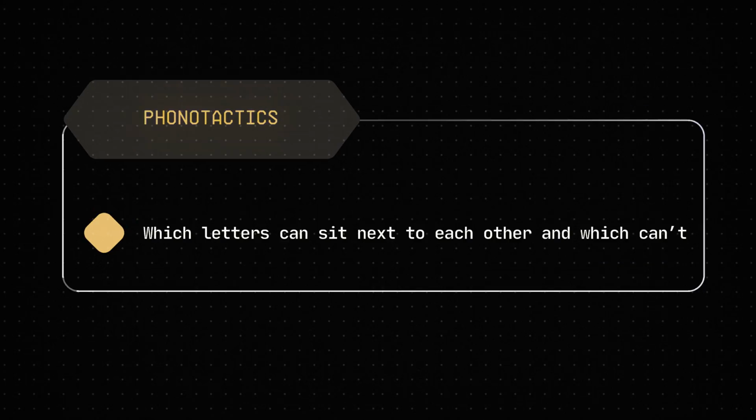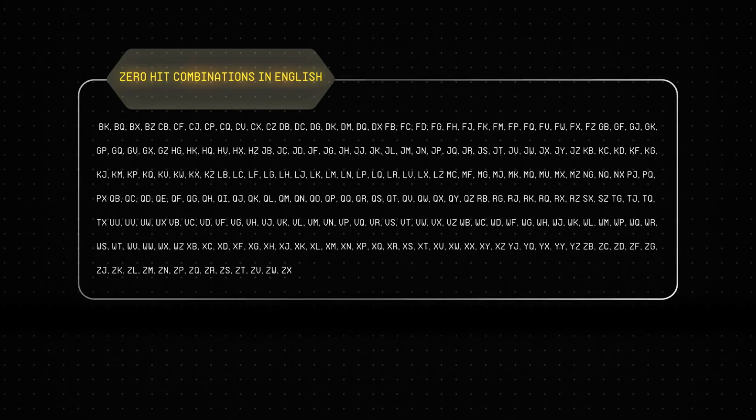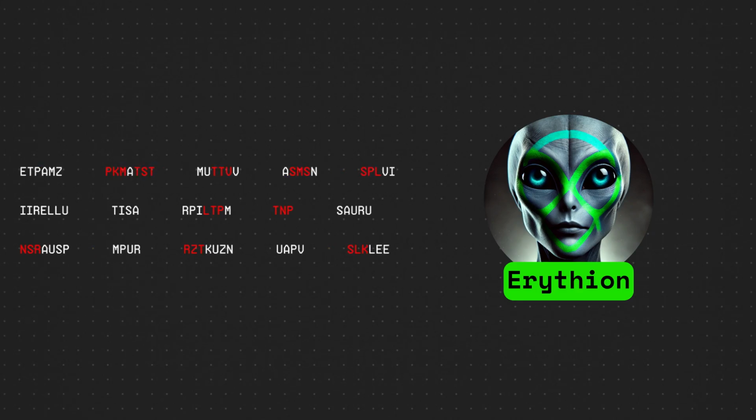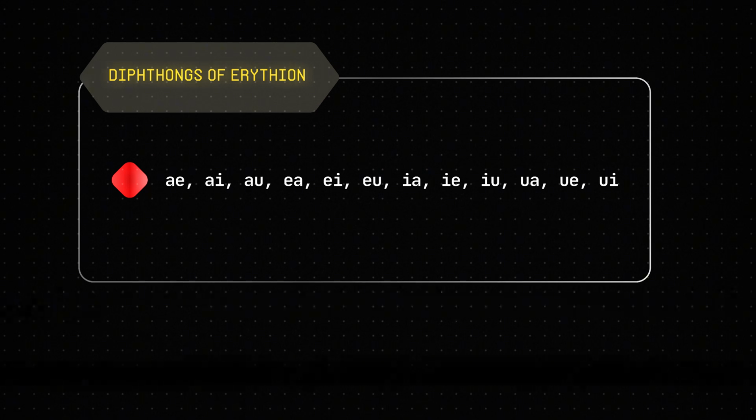Now we need to do something called phonotactics, which is which letters can sit next to each other and which can't. Like in English, there are about 400 zero-hit combinations for letter pairing. In Erythian, I'm not going to allow 3 consonants to sit next to each other, but I'm going to allow diphthongs with my vowels like these ones.